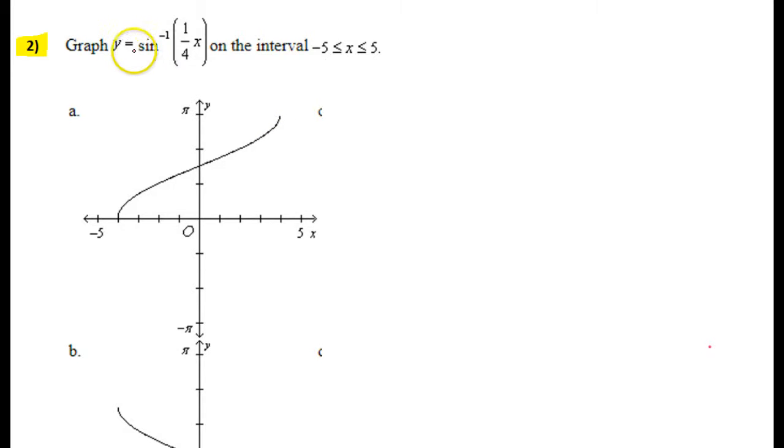First of all, this is a complex function. It has this extra transformation inside with the 1/4 x. So let's start with the parent function, y equals inverse sine of x. If we can graph this, well, then we can do the transformation of 1/4 from there. Okay, so how would I graph this?